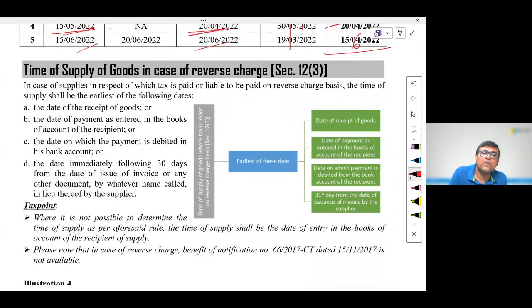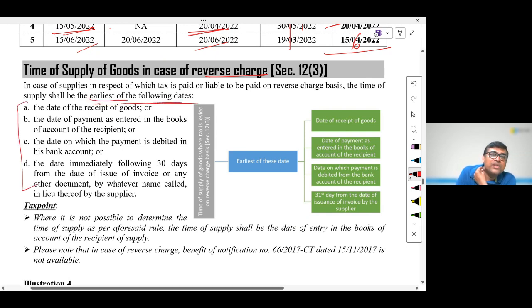Time of supply of goods in case of reverse charge. If reverse charge is applicable, in that situation, the time of supply should be the earliest of the following dates. Of these 4 dates, whichever is the earliest should be considered as the time of supply. What are they? The date of receipt of goods, the date of payment as entered in the books of accounts of the recipient, the date on which the payment is debited from your bank account, and the date immediately following 30 days from the date of issue of invoice or any other document in lieu thereof by the supplier.